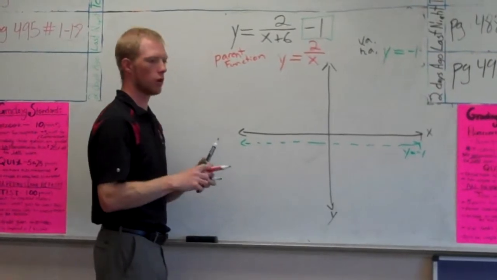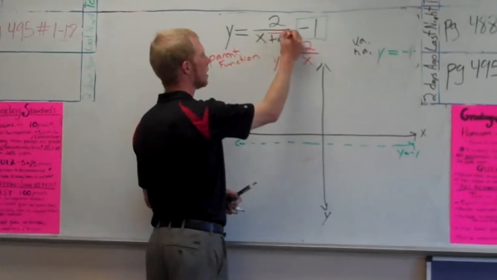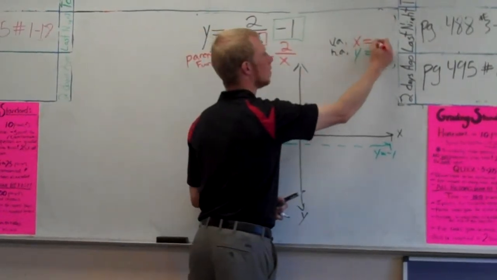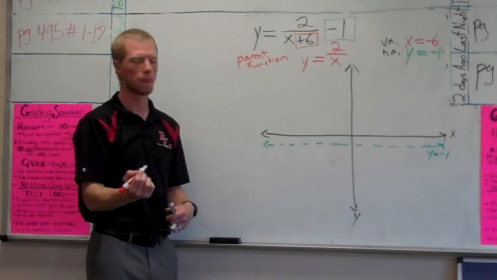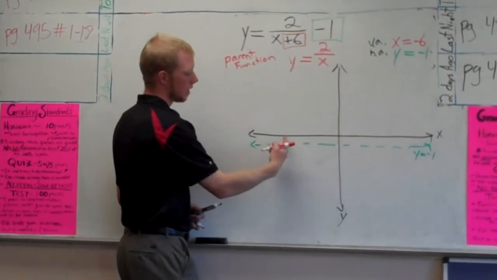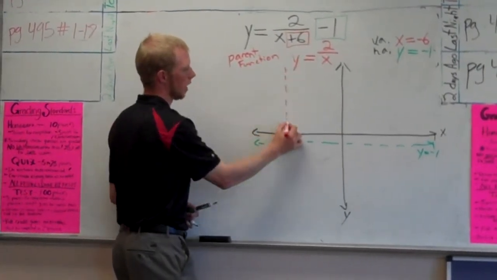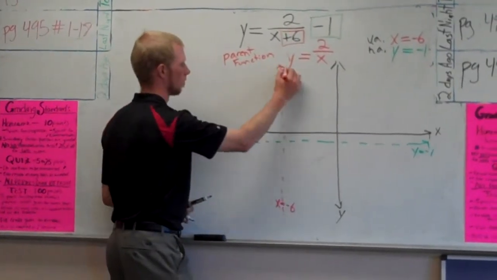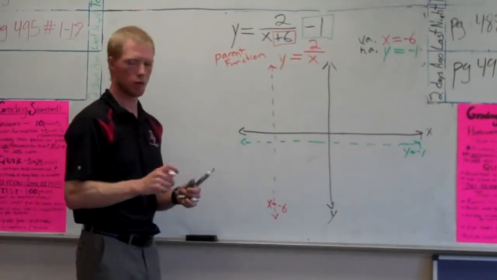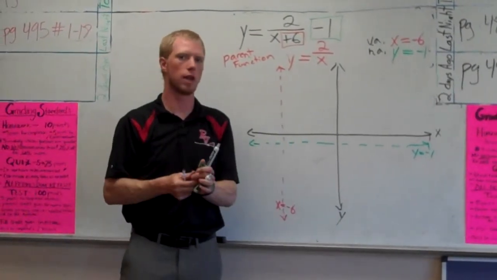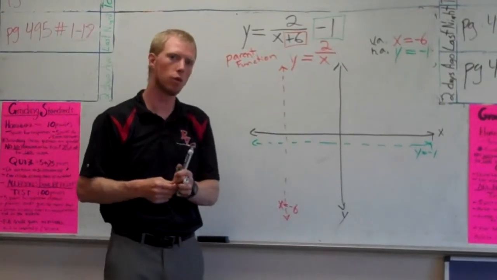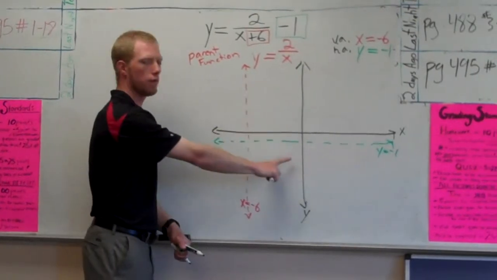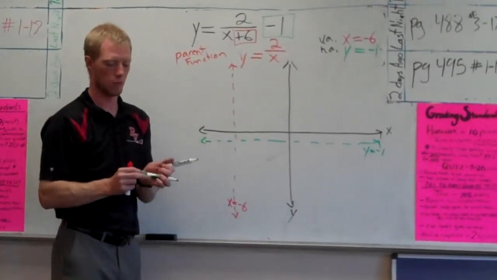What I notice about my vertical asymptote is that it is the opposite of this number here, and it's x equals -6. So now I go to -6, and I'm going to put a vertical asymptote. Remember, those are lines our graph approaches but never touches. So whatever I put on this graph will not cross this red asymptote, and it will not ever cross this green asymptote.